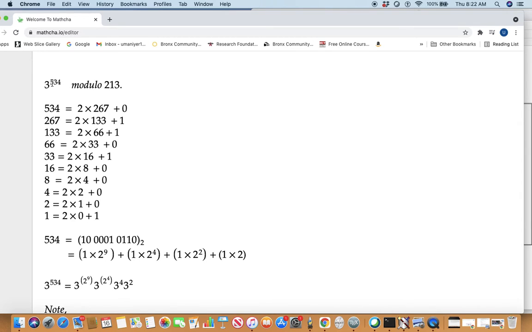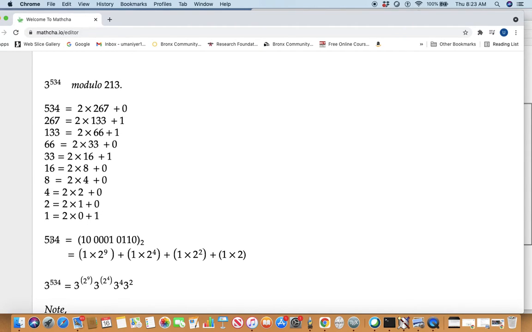Similarly, you can work with 3 to the 534 modulo 213. Well, first convert 534 to binary. So we have our procedure. You divide by 2, find the quotient, find the remainder. That remainder is your right-handmost digit. Your quotient is now the new dividend. Divide it, find remainder. Successively keep finding remainders until your quotient is 0.